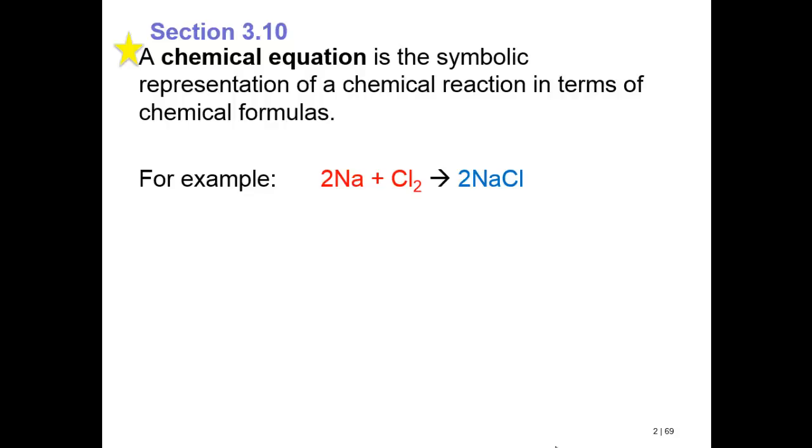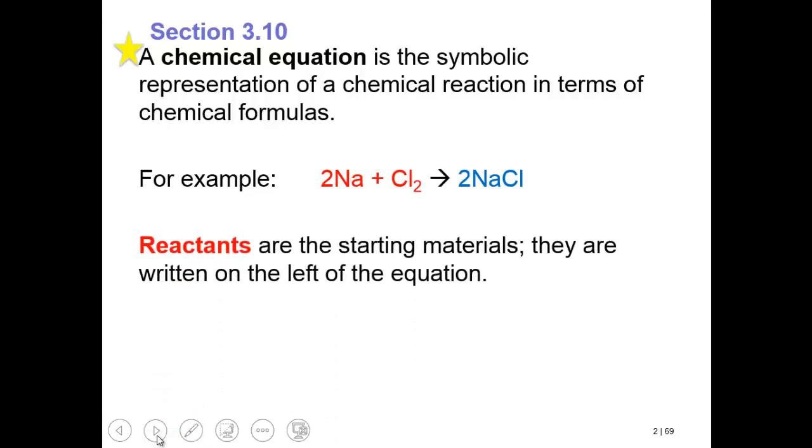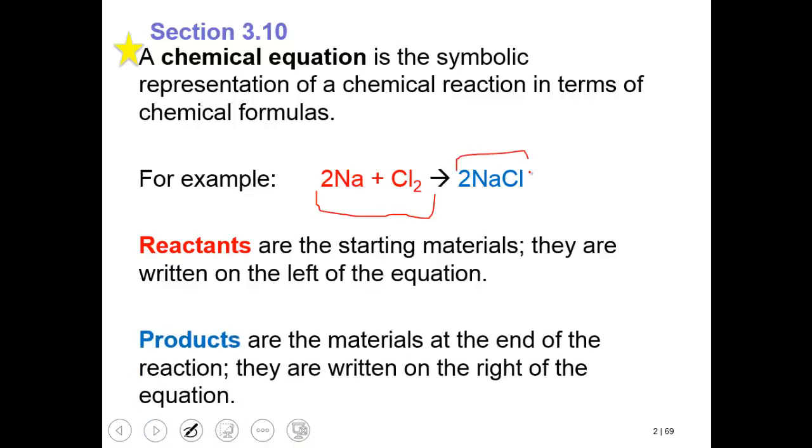So a chemical equation, of course, is a representation. It's basically a recipe. And so what we'll look at is the reactants are the starting materials. They're always found on the left-hand side of the arrow. And the products are always written on the right-hand side of the arrow. And they are, of course, what we make in a chemical reaction.